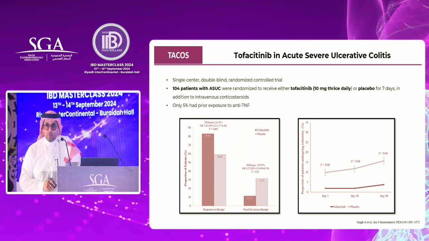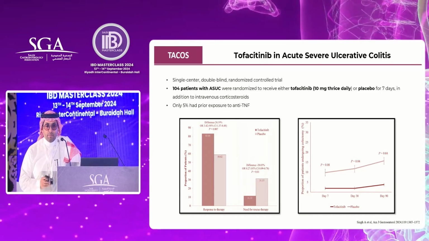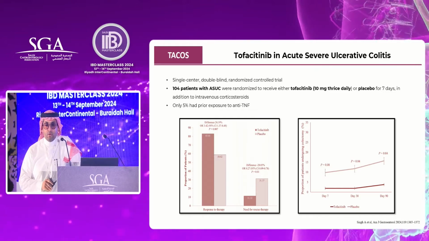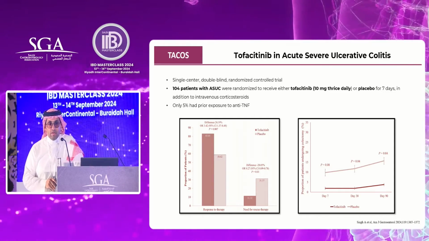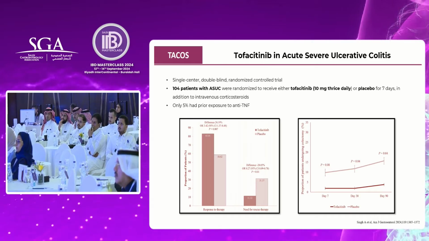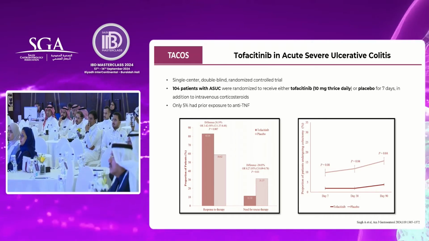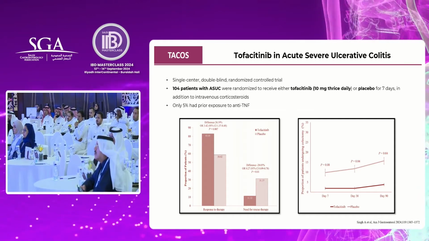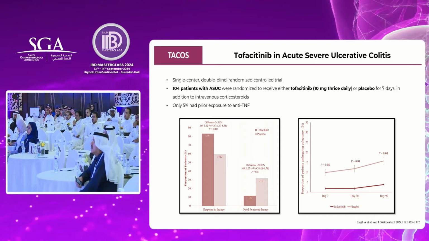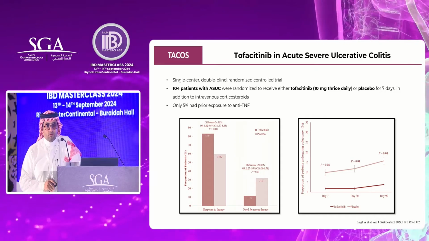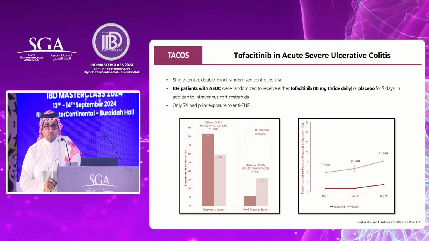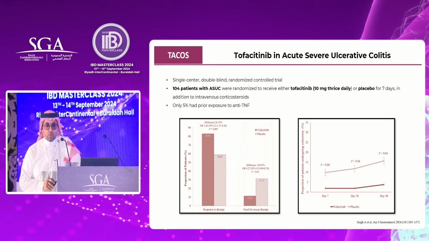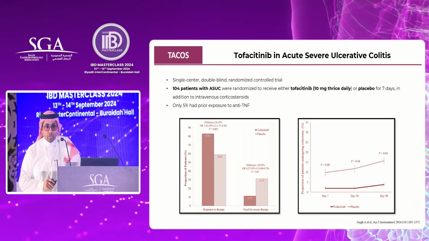So now we're going to move to another modality of treatment, with another mechanism: the JAK inhibitors. This is tofacitinib in acute severe ulcerative colitis, as we can see here in a single-center study of around 100 patients. They were divided into two groups, tofacitinib 10 milligrams three times a day versus placebo for 7 days. As we can see here, there is a signal of benefit from tofacitinib in patients with acute severe ulcerative colitis, and also in the need for rescue therapy.